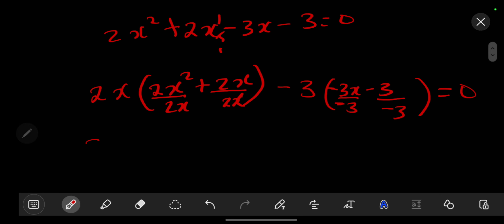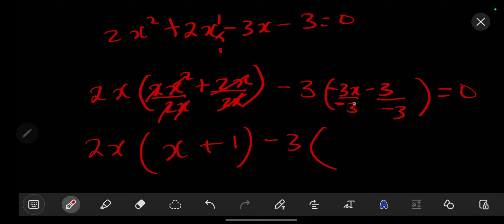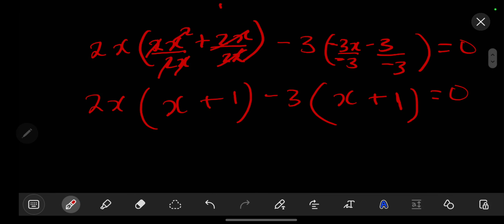So you are going to end up with a 2x, then we are going to say open brackets, 2 goes, then 1x goes, we are going to say x, then this one and this one, we are going to say plus 1, like that. Even here, we have -3, then in the brackets, -3x divided by -3 will give us our x, then we have plus our 1, like that. This should be equal to 0, like that.